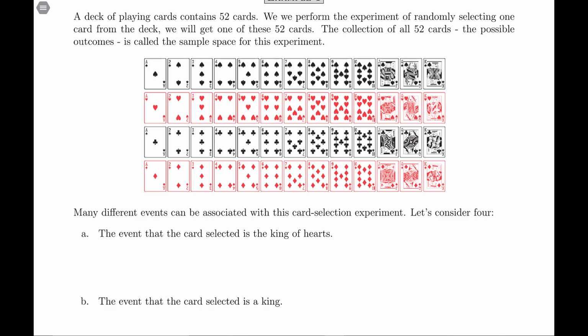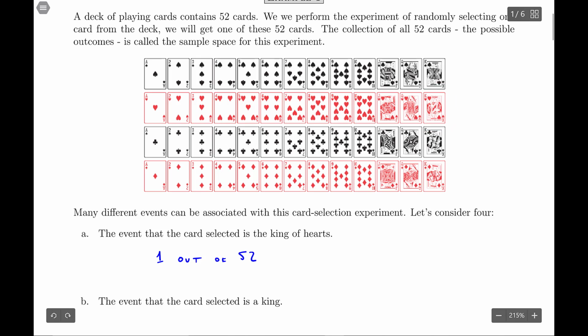Part A, the event that the card selected is the king of hearts. There is only one king of hearts in the entire deck of cards, so that event is just 1 out of the 52 possible cards. So we have, it's 1, and we're gonna refine our notation as we go, but right now it's just 1 out of 52.